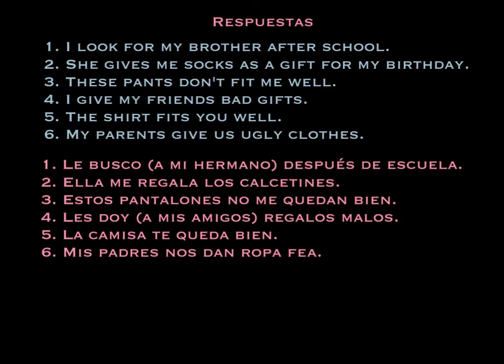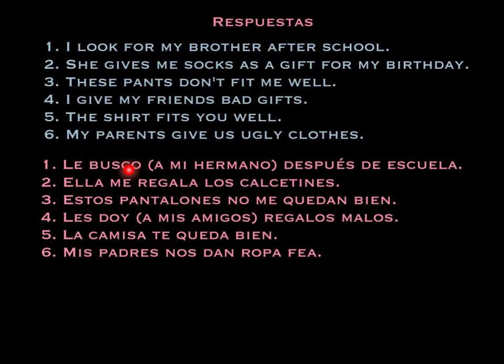Let's look at number 2. She gives me socks as a gift for my birthday. Another great present, right? She gives me socks as a gift for my birthday. Número 2. The first question is, who is giving as a gift? And it is ella, she is. So we conjugate our form of regalar in the she form. To whom or for whom are the socks? They are for me. So my indirect object pronoun is me. Notice how it comes before the form of regalar.